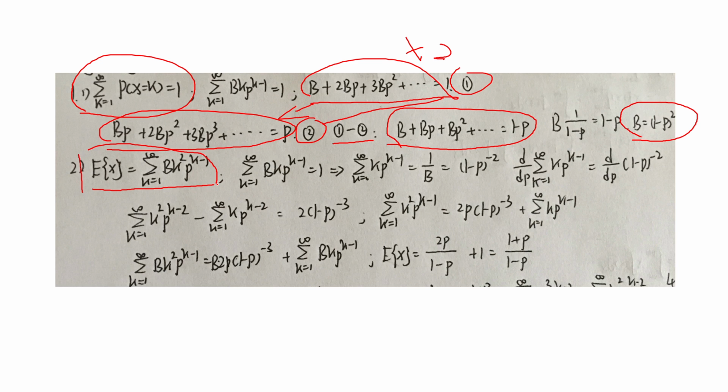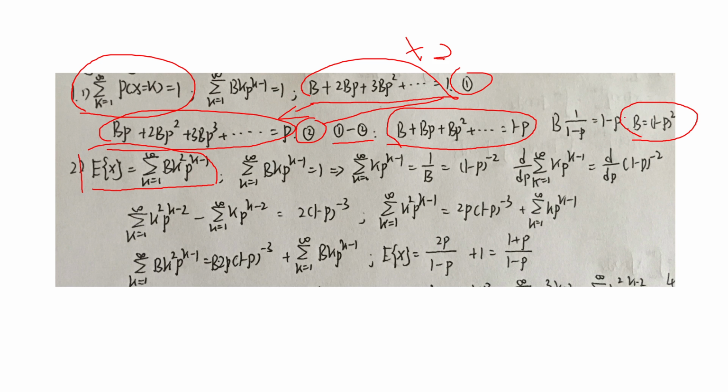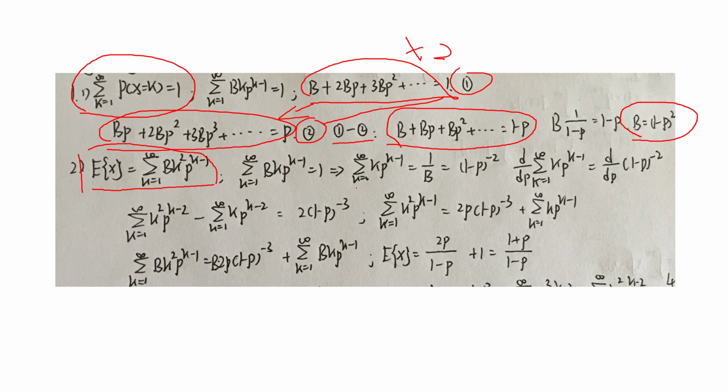As in the first question, this is a little bit hard to solve, and we cannot directly find the answer. But we can use some information offered by the previous question and the condition in this question. We already know that when b equals the square of 1 minus p, P(X equals k) represents the probability mass function. So we can get this, and we can use it to solve for the value of this.